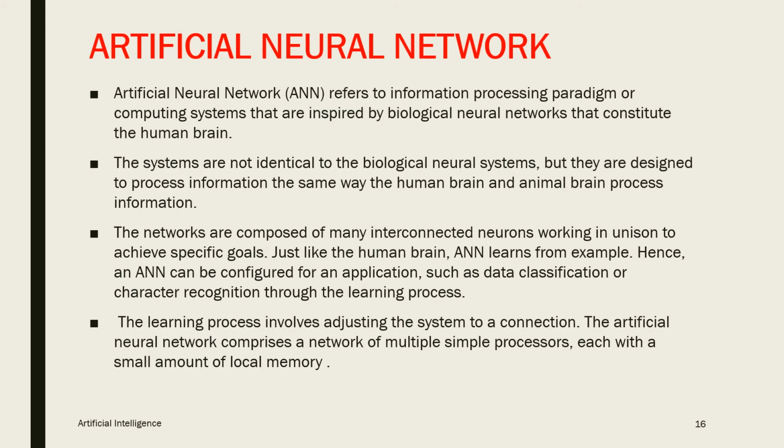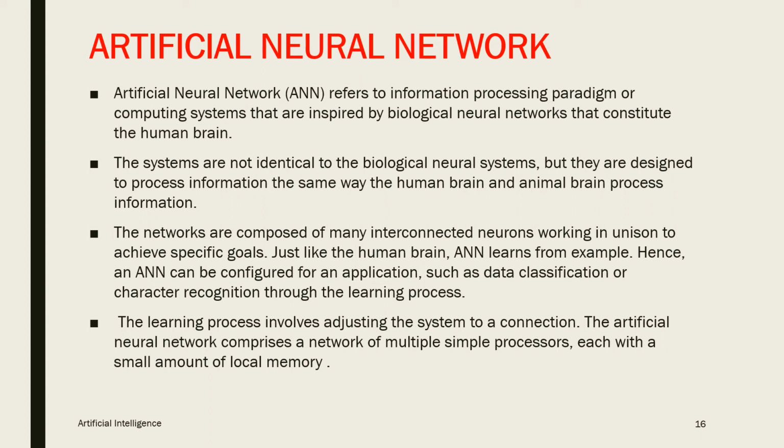Next, moving on to artificial neural network. Artificial neural network refers to information processing paradigm or computing systems that are inspired by biological neural networks that constitute the human brain. The systems are not identical to the biological neural systems, but they are designed to process information the same way the human brain and animal brain process information. The networks are composed of many interconnected neurons working in unison to achieve specific goals, just like the human brain. ANN learns from example. Hence, an ANN can be configured for an application such as data classification or character recognition through the learning process. The learning process involves adjusting the system to a connection.